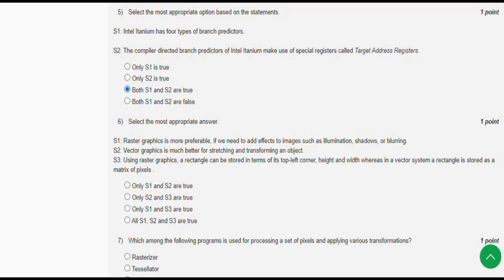Now moving to the next question, question number 6. Select the most appropriate answer. Statement 1: Raster graphics is more preferable if we need to add effects to images such as illumination, shadows or blurring. Statement 2: Vector graphics is much better for stretching and transforming an object. These both are correct. Now statement 3: Using raster graphics, a rectangle can be stored in terms of its top left corner, height and width, whereas in a vector system, a rectangle is stored as a matrix of pixels. That is not true.